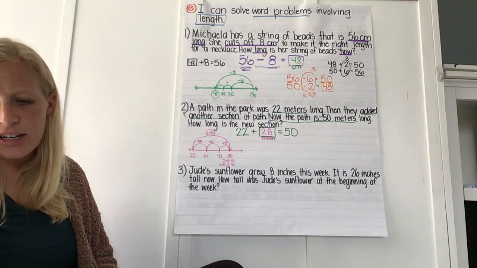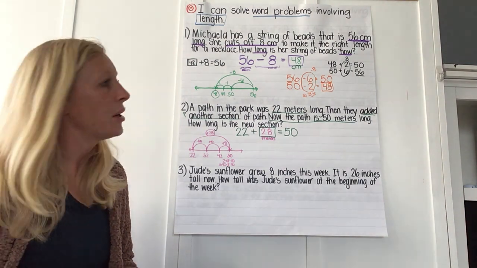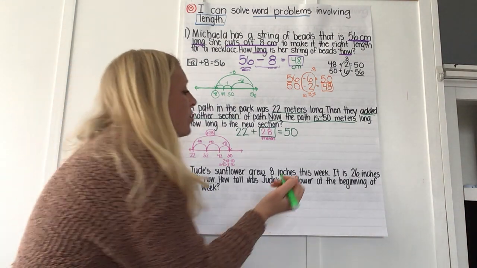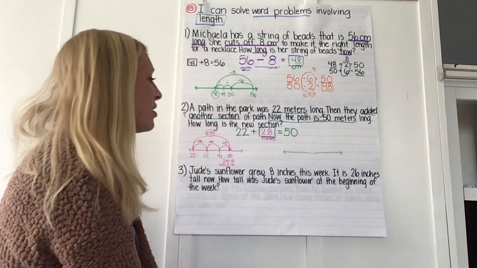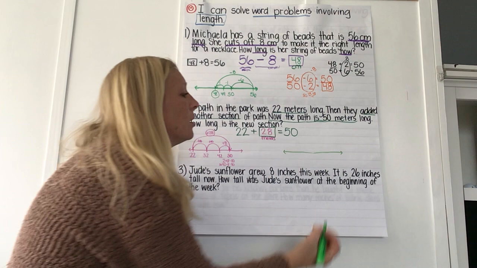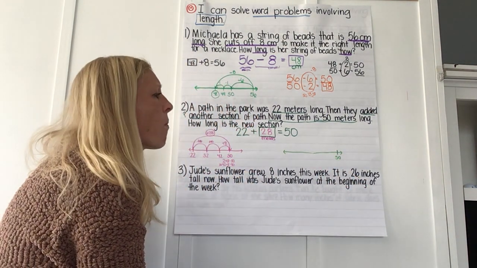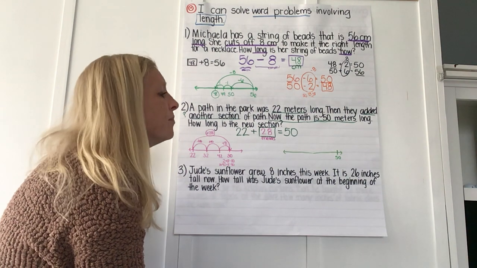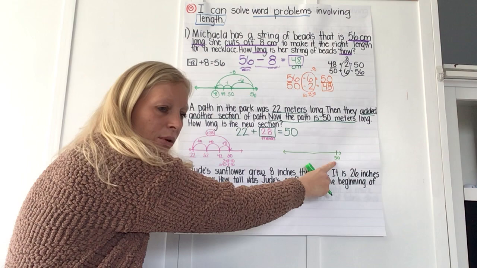Okay, somebody else solved it a different way. I'm very interested in them sharing their strategy. Okay, what did you do first? Okay, use a number line. All right. And where did you start this time? Oh, wait, you started at 50. Why did you start at 50? Okay. Because that's how long it was at the end. Okay, and then what did you do?